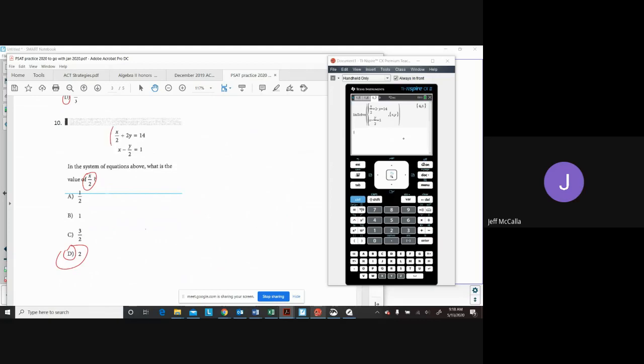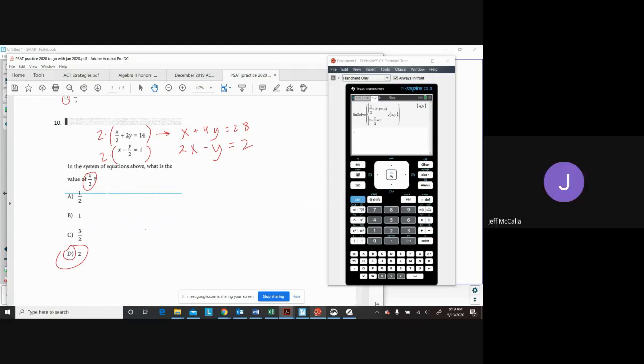The way to do it by hand, which would be fine to do, I like to get rid of those fractions. Do you see those denominators of 2 there? So when you do that, you get x plus 4y equals 28, and this would be 2x minus y equals 2. So now you have a regular old system. You still might have to make some adjustments to this. In other words, which way do you like better for solving, elimination or substitution?